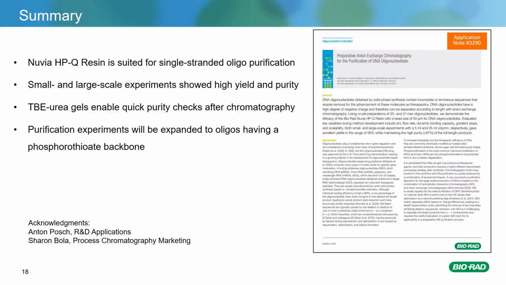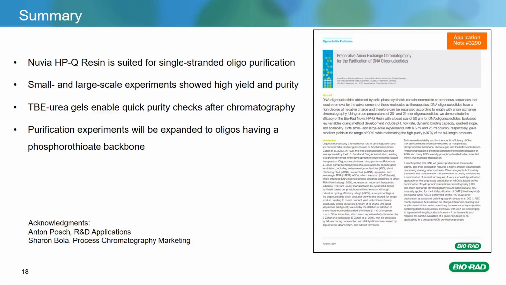Finally, I'd like to just summarize the work that was done here. I think the data shows that Nuvia HPQ resin is suited for single-strand oligo purifications. Both the small and large-scale experiments showed high yield and purity. The use of the TBE urea gels enabled quick purity checks after each chromatography run.